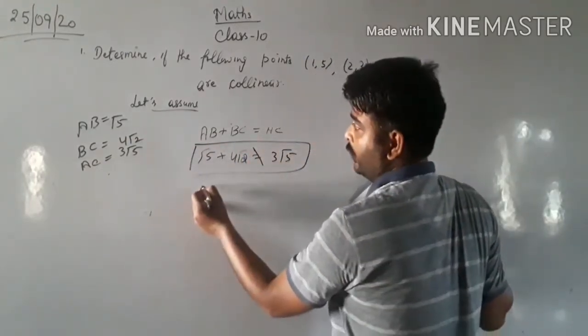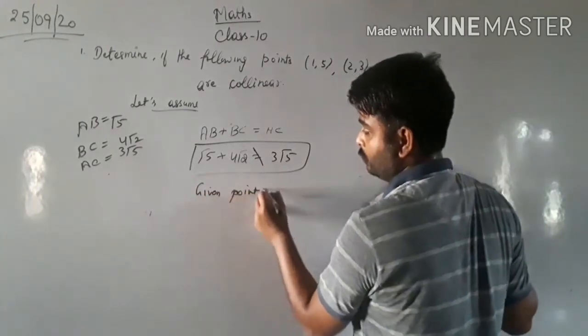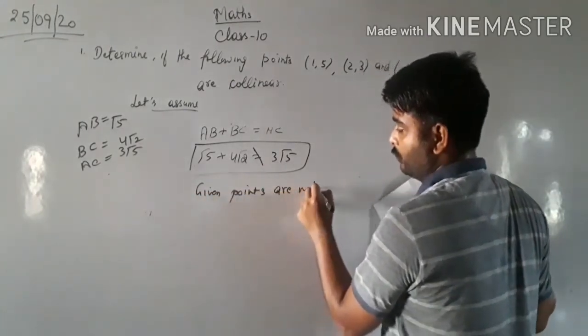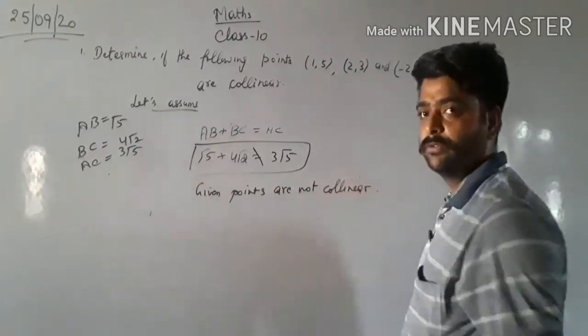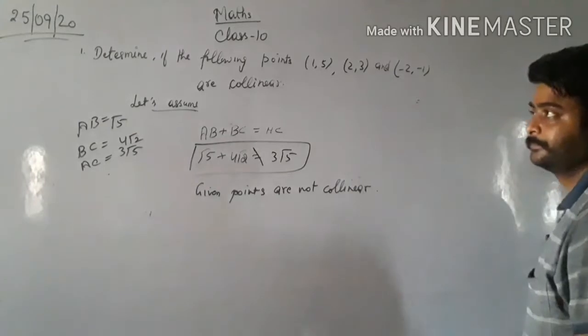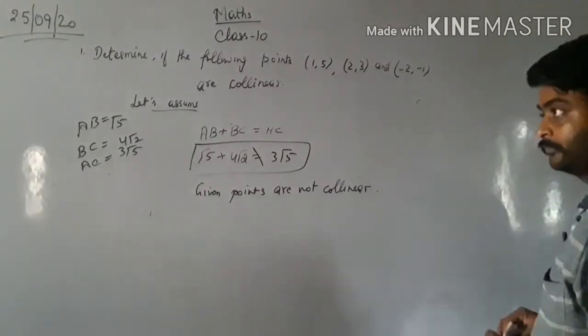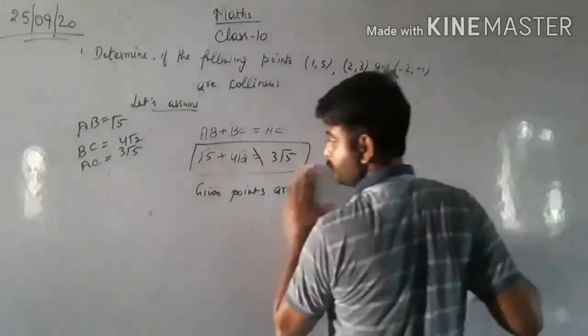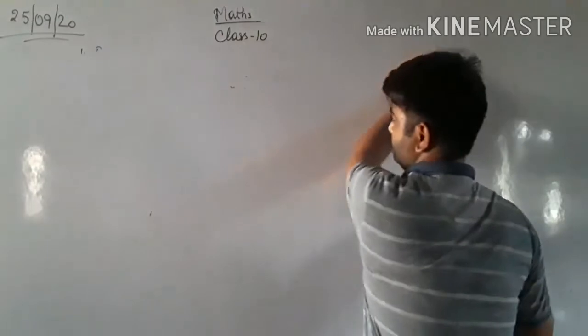So the given points are not collinear. Is there any doubt, class? Okay. Is this clear? No. Second question.